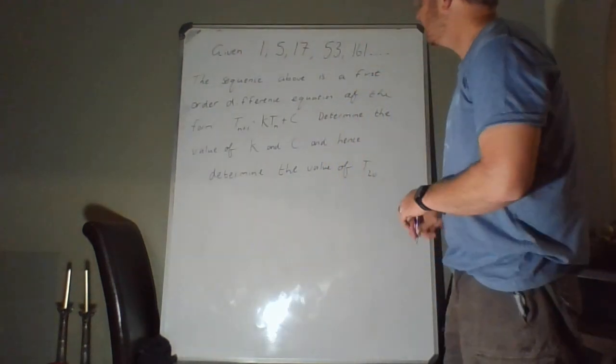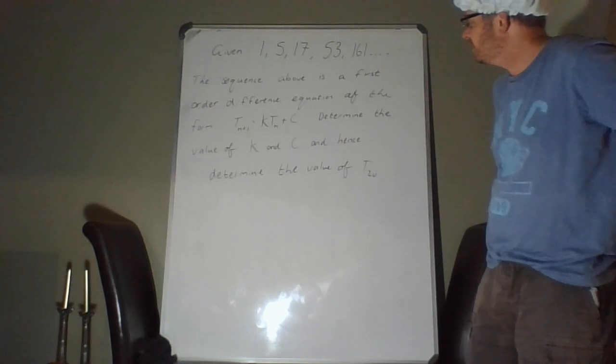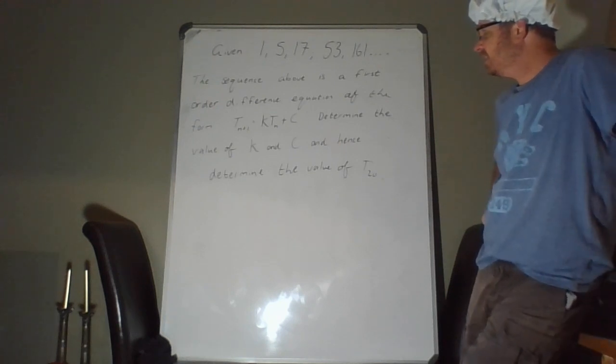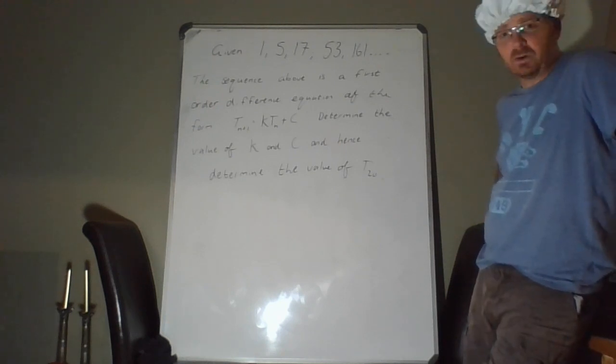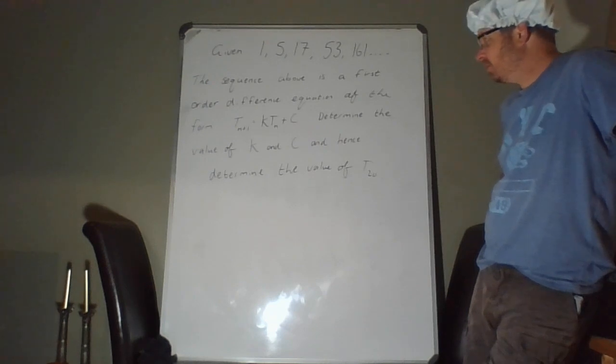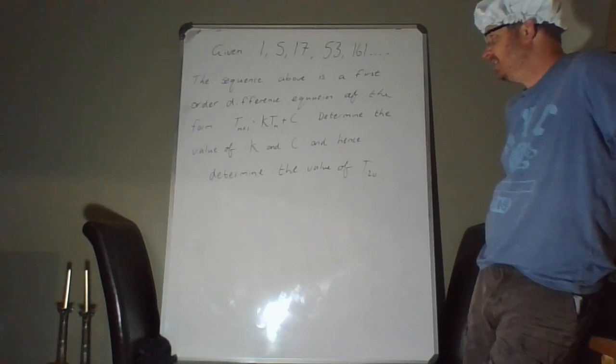Right. Your next question says, given the sequence 1, 5, 17, 53, 161, the sequence above is a first order difference equation, in other words, a recursive sequence that depends on one term before, of the form Tn plus 1 is equal to k Tn plus c. Determine the value of k and c, and hence determine the value of T20.